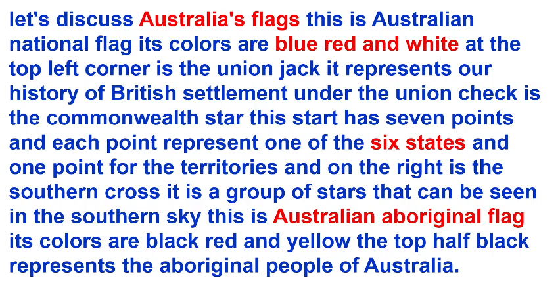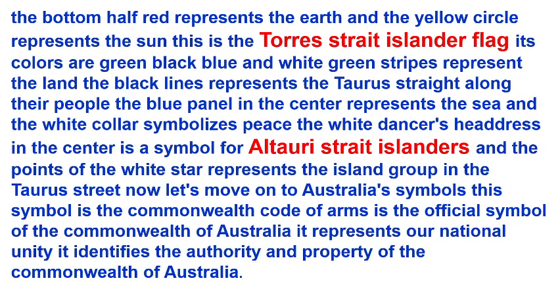And on the right is the Southern Cross. It is a group of stars that can be seen in the southern sky. This is the Australian Aboriginal flag. Its colours are black, red and yellow. The top half, black, represents the Aboriginal people of Australia. The bottom half, red, represents the earth and the yellow circle represents the sun.